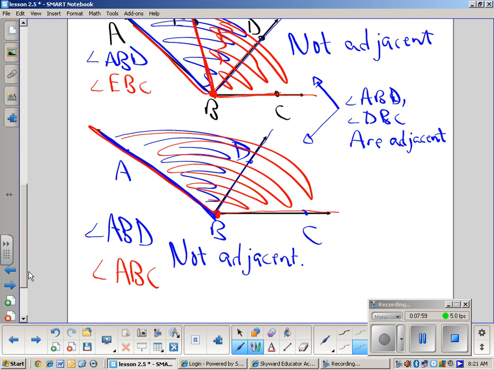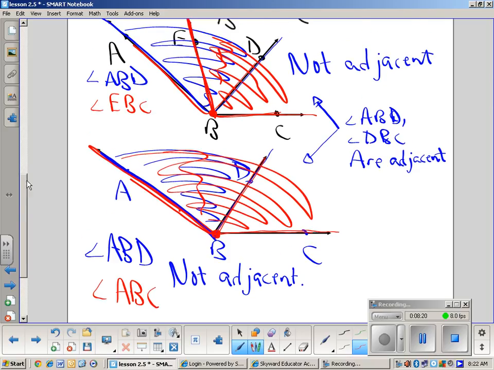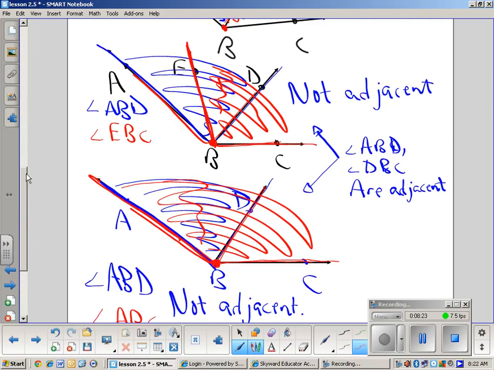Okay? In this picture, angle ABC and ABD are not adjacent, even though they share this side and they share this vertex. They have all this overlapping part in here. Now, what I'm saying right here is that just because the angles I've already identified are not adjacent doesn't mean that there aren't some adjacent angles that exist in these two pictures.